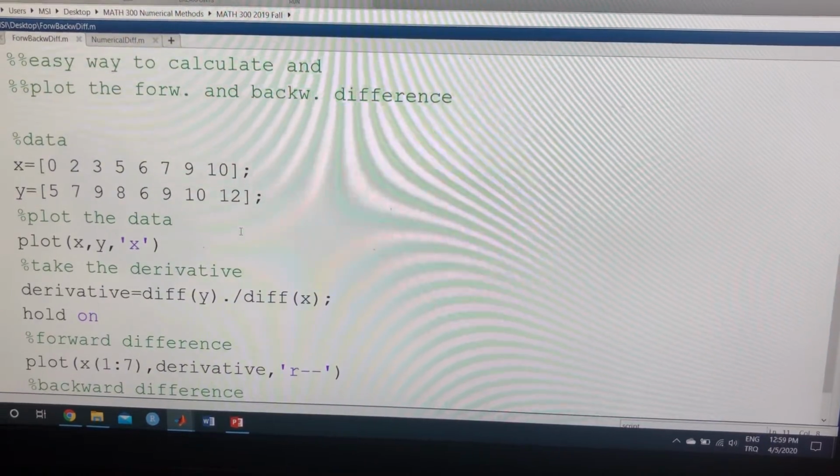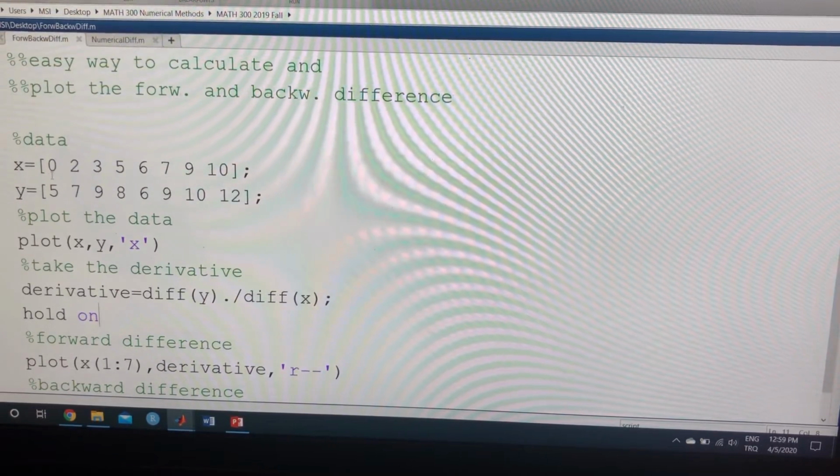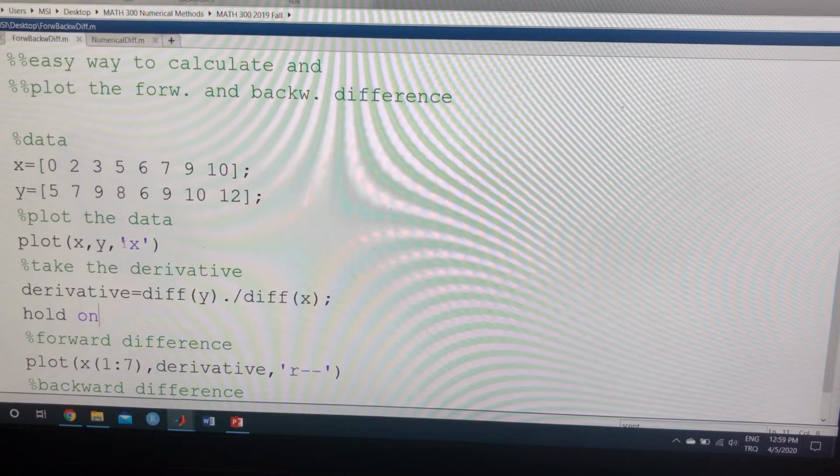Now in here, I just defined two data sets. X is 0, 2, 3, 5, 6, 7, 9, 10. The differences are not the same. And this is the Y values. And you know how to plot this one.